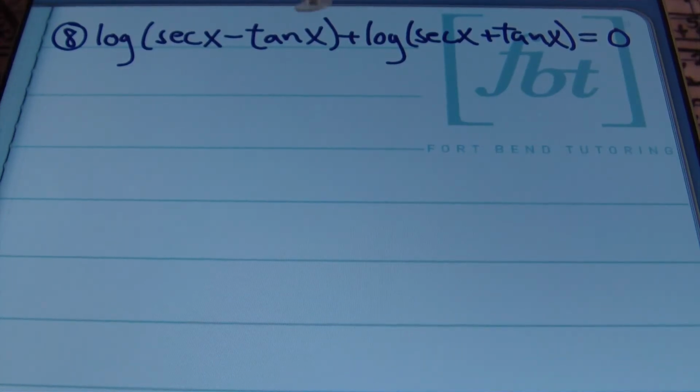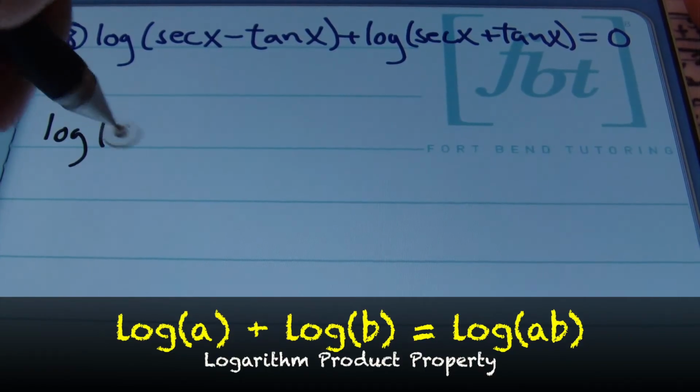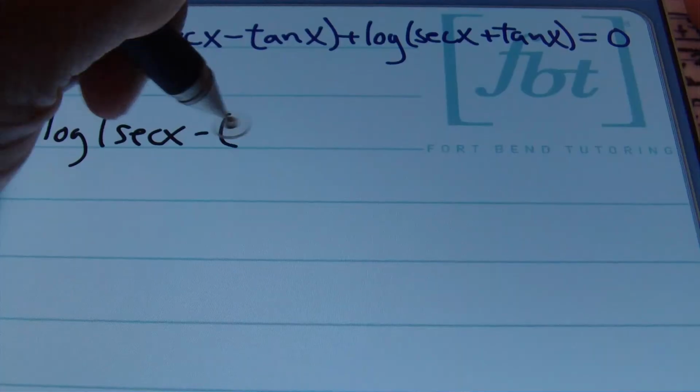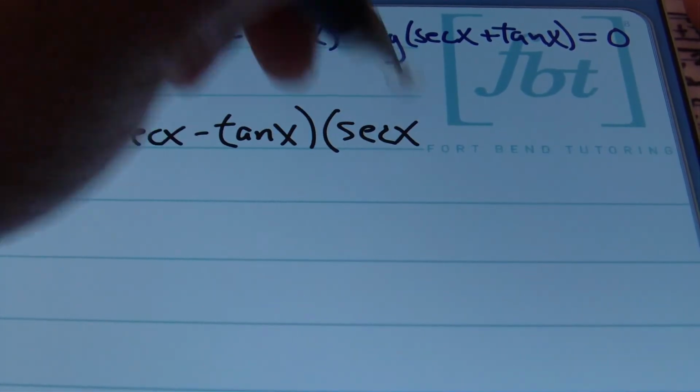Well, using my logarithmic properties, I know that anytime I have the sum of the exact same logarithm, that sum can be rewritten as multiplication. Yeah, it's one of the logarithmic properties. It's beautiful, all right? So that means that I can rewrite this as log of secant x minus tan x times secant x plus tan x, all right? There you have it.